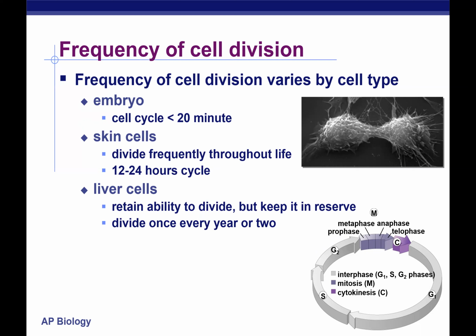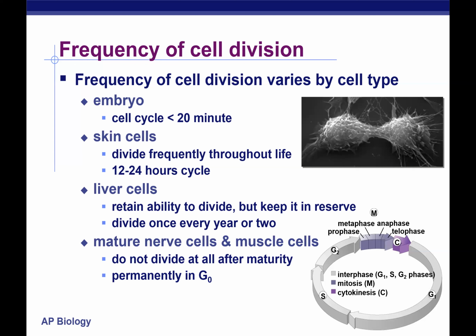But in a mature human being, a skin cell, for example, divides once in 12 to 24 hours. So that is the frequency of a skin cell. And why do they need to? Because of maintenance purposes. On the other hand, liver cells divide once or twice in a year. And interestingly, nerve cells and muscle cells never divide. They are permanently in what we call the G0 phase.